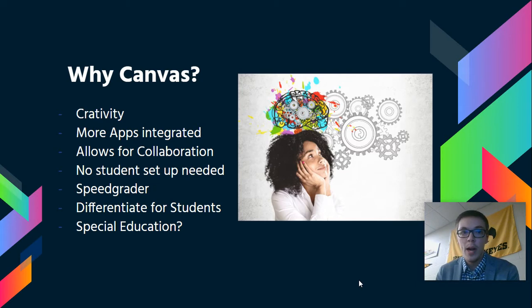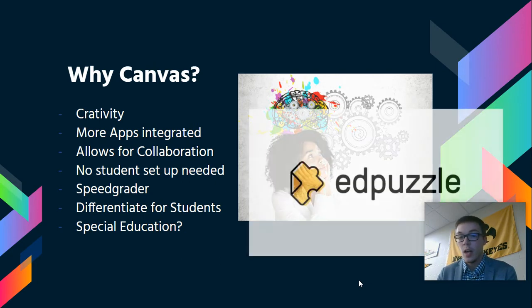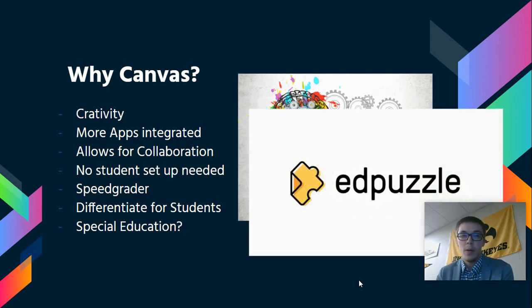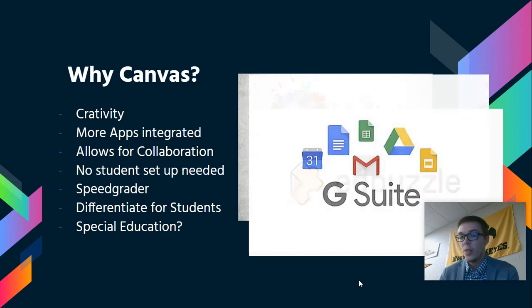More apps are integrated, and some apps aren't needed anymore because of Canvas. Some of the apps that might be integrated are Edpuzzle. If you use Edpuzzle, the students don't have to go to the Edpuzzle website anymore. They can watch the video directly in Canvas once you sync your account. Other things that are still integrated are Google Suite. You can still have your students do Google Docs and submit them through there. They can do presentations and collaborate on Docs and all that good stuff still. So that accessibility is still on there.